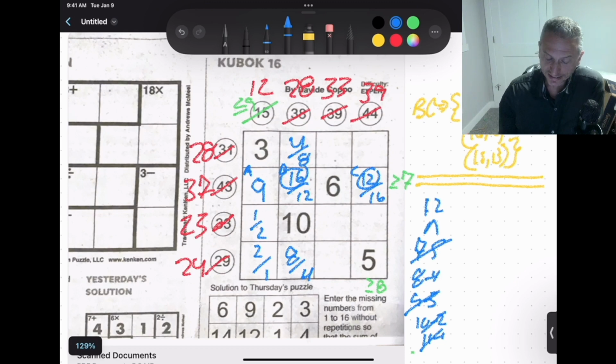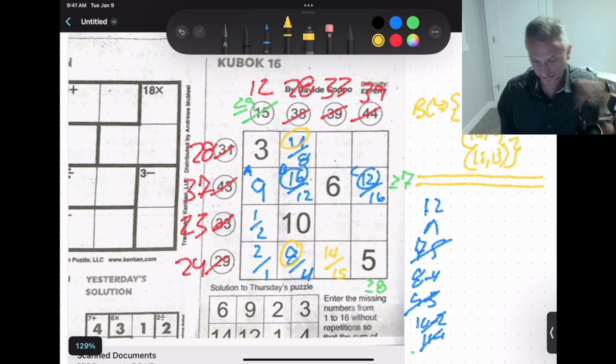On the bottom, I have 8, 10, 14. If I pick the 8. Actually, I'm going to change colors so I know what I'm doing here. So I'm going to pick the 8 and the 4. 8, 10, 14. That's legitimate. 8, 1, 9, 15. That's also legitimate.